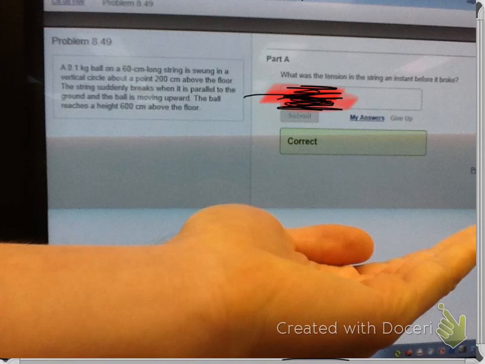And let's get physical. Alright, so we have problem 8.49, which is a 0.1 kilogram ball on a 60 centimeter long string swung in a vertical circle about a point 200 centimeters above the floor. The string suddenly breaks when it is parallel to the ground and the ball is moving upward. The ball reaches a height 600 centimeters above the floor. What was the tension in the string an instant before it breaks? So we're solving for tension.